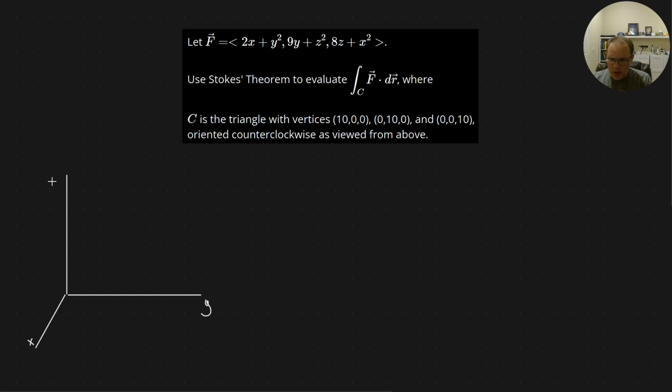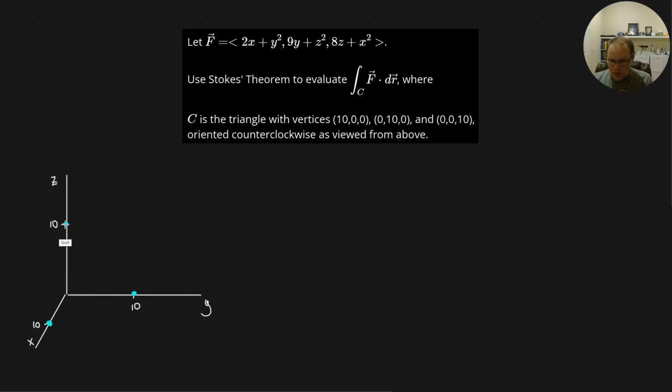x, y, z. So we have three vertices, (10, 0, 0). So let's put 10 right here. (10, 0, 0). (0, 10, 0). So we'll go out 10 on the y-axis. And (0, 0, 10). So we'll go out 10 on the z-axis. Okay?